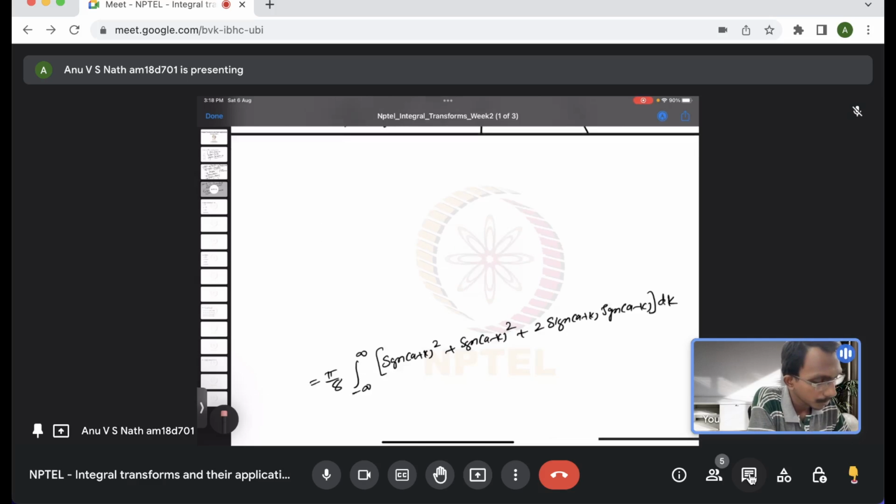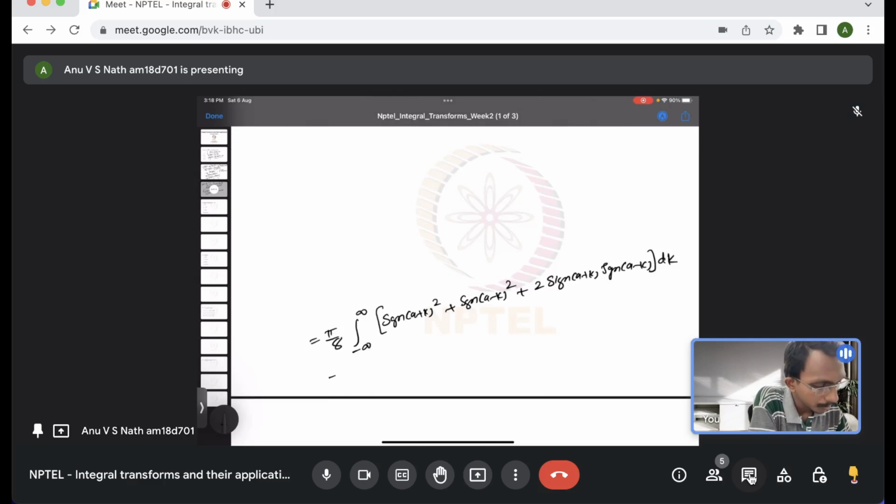So yeah, now if you see it's minus and plus infinity, sine of a plus k squared. So if you see, sine can be plus 1 or minus 1. When it is squared, it will be actually plus 1 always, right? So that is the first term, plus 1 always, and sine of a minus k is also going to be plus 1 or minus 1, but when it is squared it will become plus 1 always. So 1 plus 1, so that I will write it as 2 together.